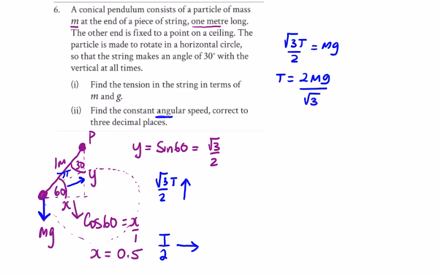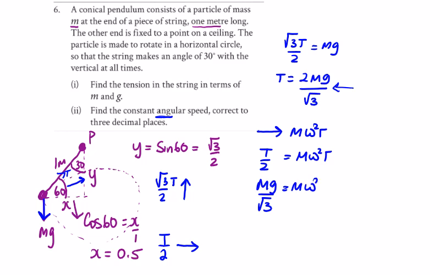And the constant angular speed, so in this direction the centripetal force is m w squared r, so we have T over 2 in that direction. T over 2 is equal to m w squared r. If I divide this one by 2, the 2's will cancel, so T over 2 is just going to be mg over root 3, which will be equal to m w squared r divided by m, and my radius is the x, which is 0.5, so I'll just change r to 0.5.